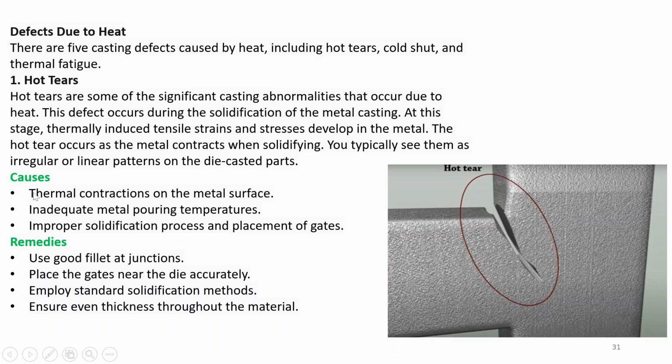Now causes are thermal contraction of the metal surface, inadequate metal pouring temperature, and improper solidification process and placement of gates. So these are some reasons, and remedies can be use of good fillet at junctions, place the gates near the die accurately, and employ standard solidification methods, and ensure even thickness throughout the material.